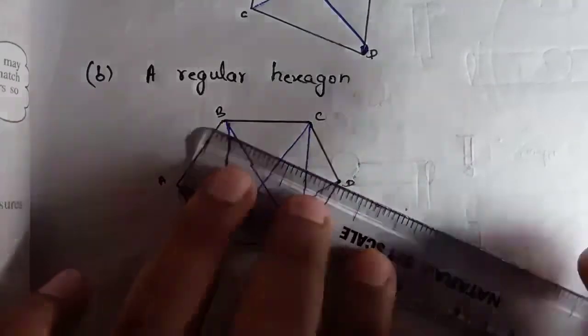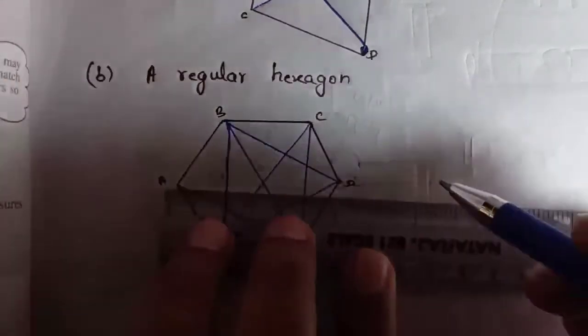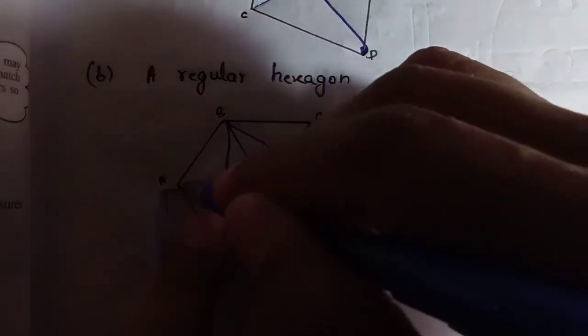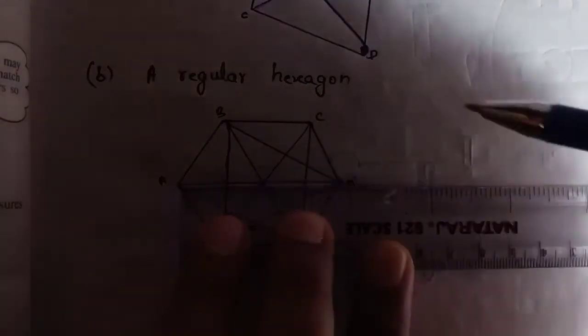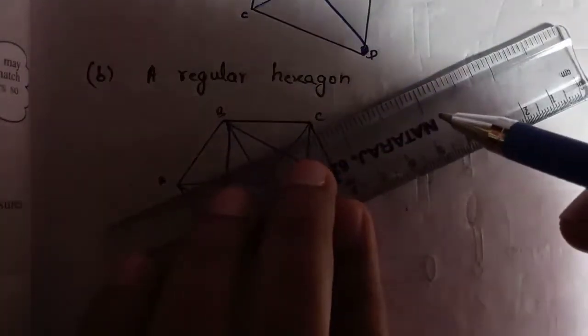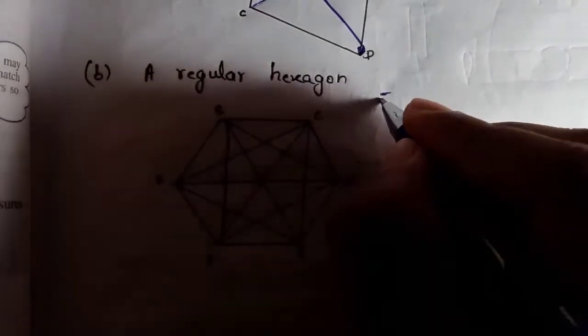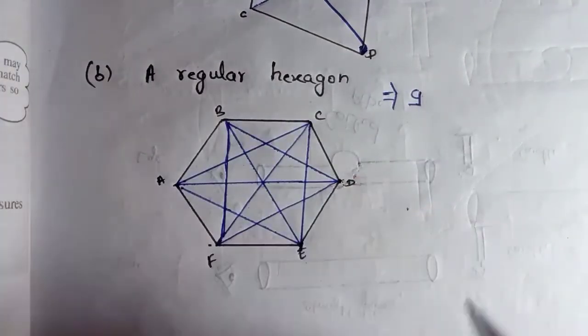seventh is from D to B, eighth is from D to A, and ninth is from C to A. And there are total 9 diagonals in a regular hexagon.